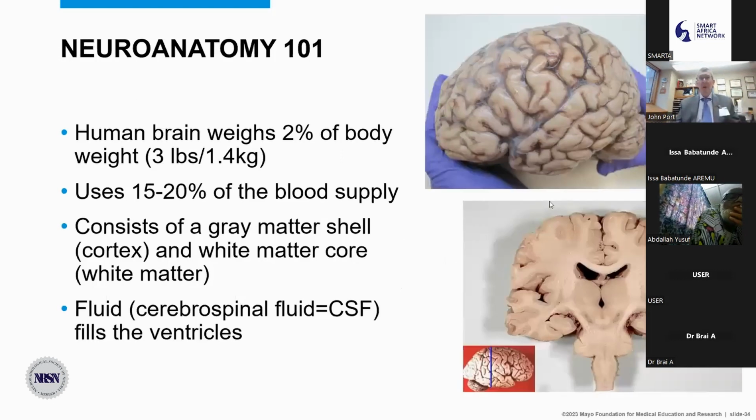Okay, Neuroanatomy 101, everyone's seen the brain. It weighs about 2% of the body weight, but uses 20% of the blood supply. And there's a gray matter cortical shell, white matter core, and CSF. Nothing new for anyone here.